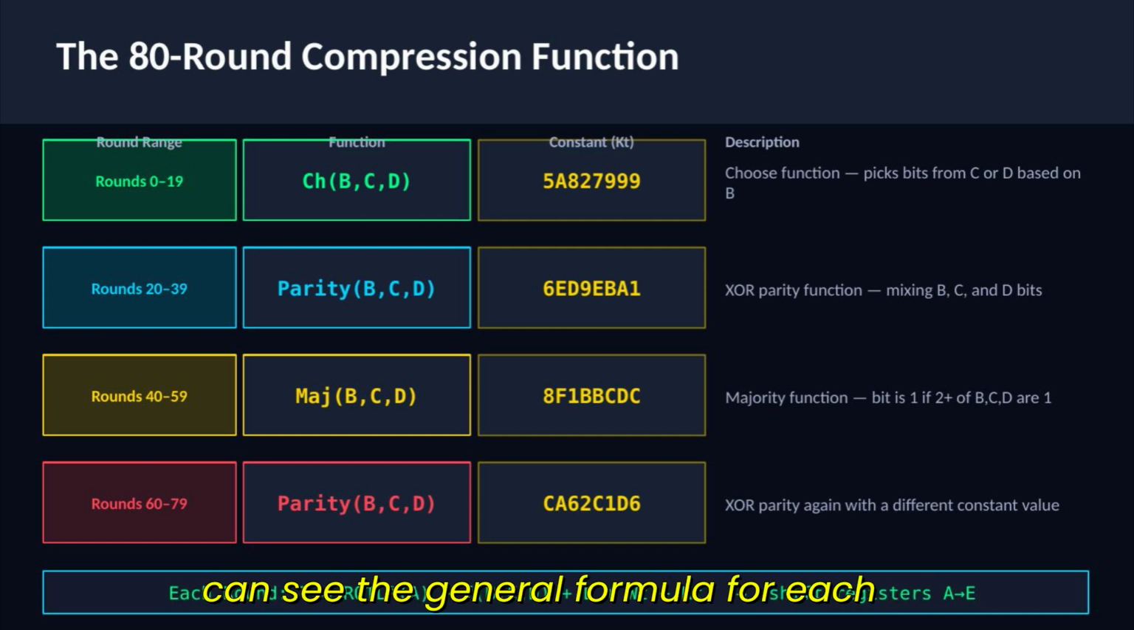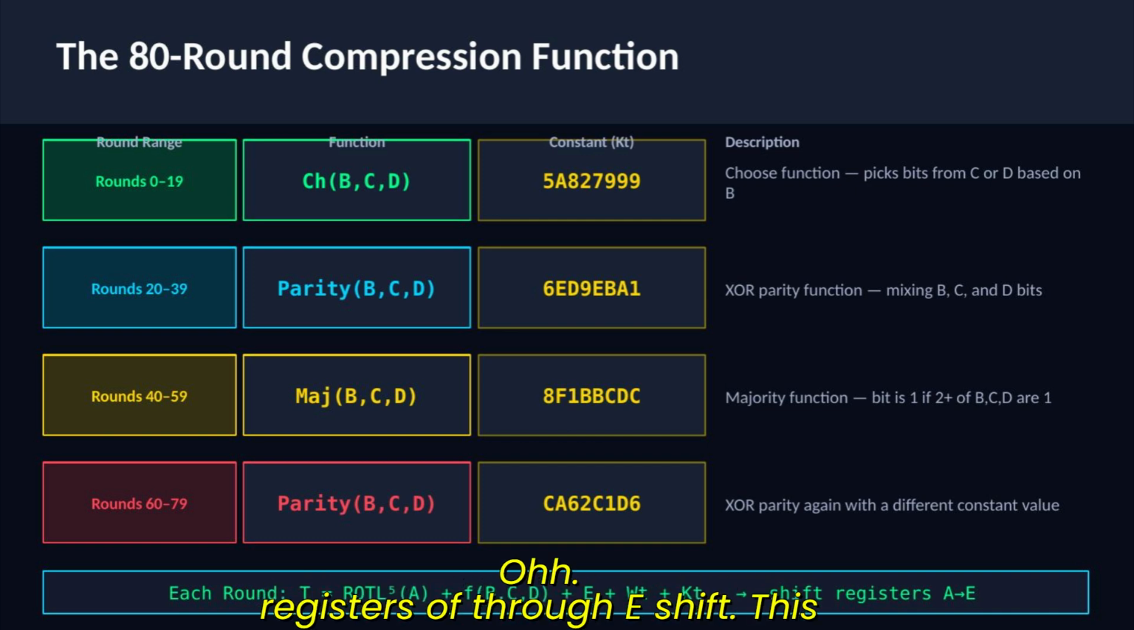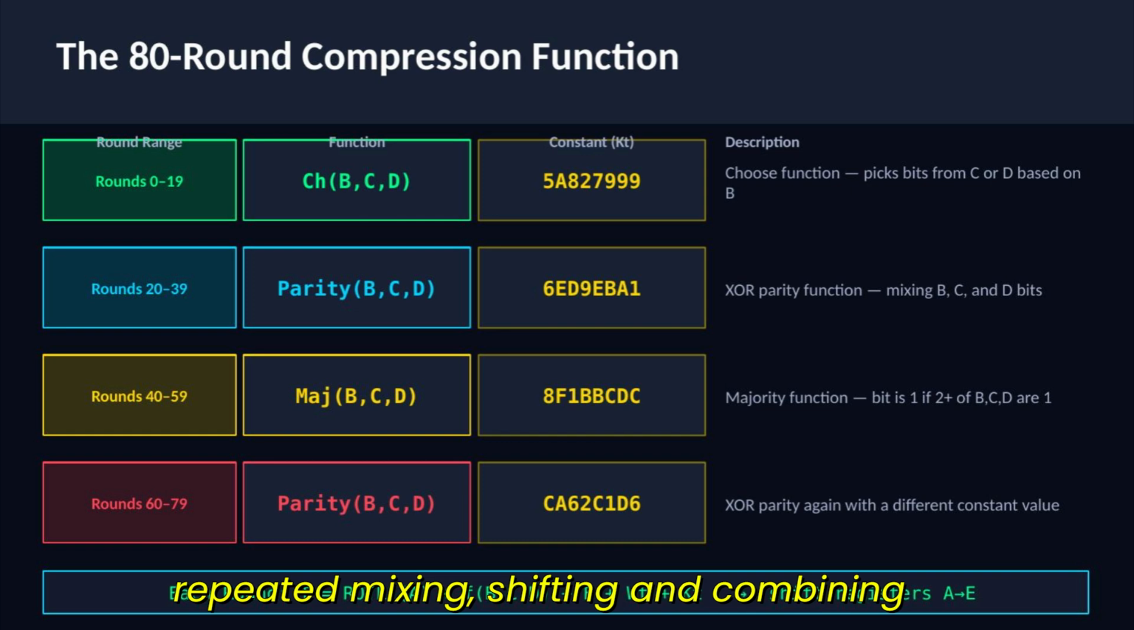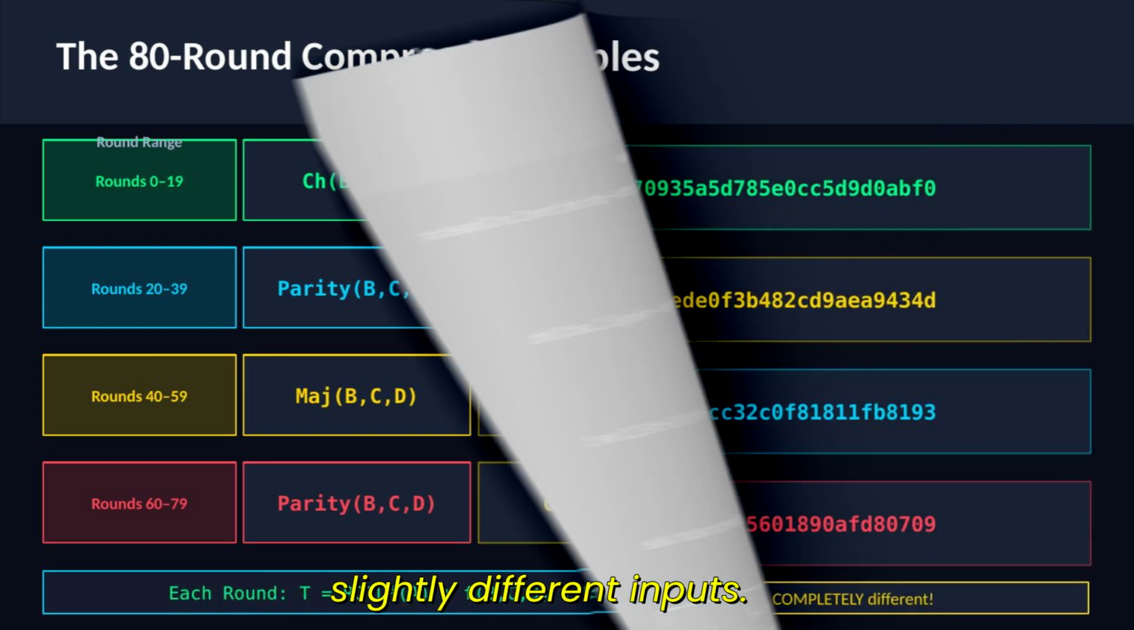And at the bottom of the slide, you can see the general formula for each round. T equals ROTL5 of A, plus the function result, plus E, plus the message word weight, plus the constant Kt. Then all 5 registers are shifted through E. This repeated mixing, shifting, and combining is what makes SHA-1 produce such dramatically different outputs for slightly different inputs.